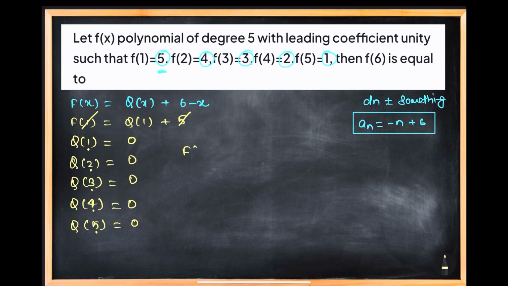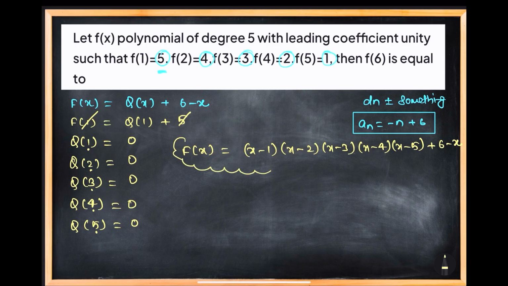Now, can I update our function f of x as x minus 1, x minus 2, x minus 3, x minus 4, x minus 5 and then 6 minus x? Is that okay? So this is your polynomial. I will update it a little bit more, but for the time being this is final.